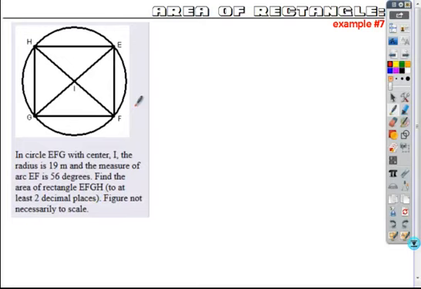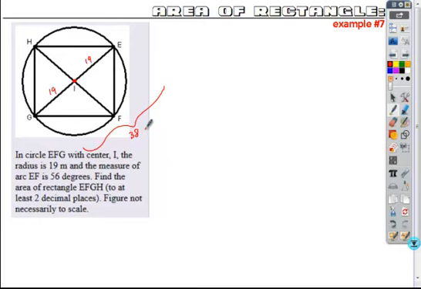When the diagonals of a rectangle are equal to each other, and because they intersect at their midpoints for all parallelograms, that means that this I is the center of this circle, meaning that GE and HF, the diagonals of the rectangle, are also diameters of the circle. So if you know that the circle has a radius of 19, then that means that this whole diameter here is going to be 38.